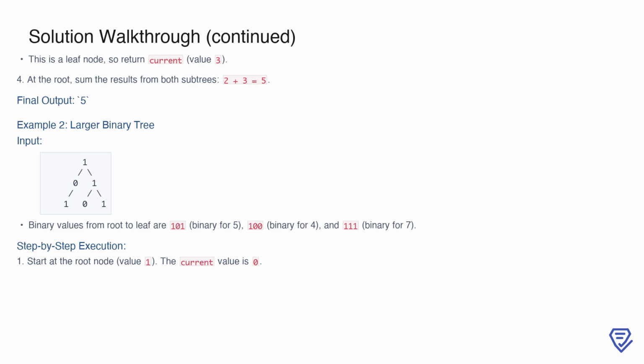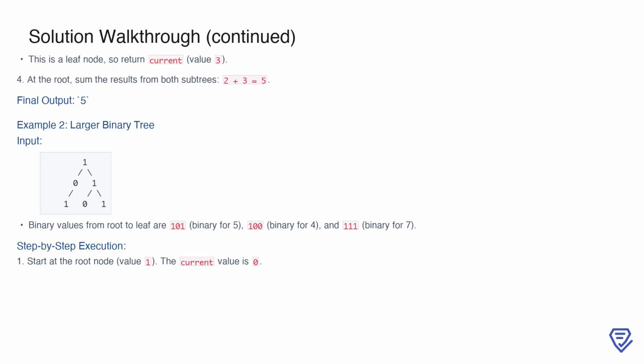Now, to get a deeper understanding of the approach, let's examine a larger binary tree. In this example, the root node again has a value of 1, with left and right children. The left child leads to a subtree with a single additional leaf, while the right child leads to a subtree with 2 leaves. The binary numbers formed from root to leaf are 101, 100, and 111, which correspond to the decimal values 5, 4, and 7, respectively.